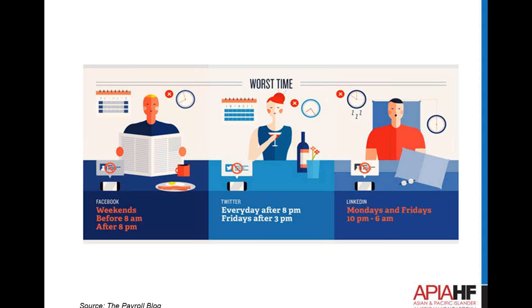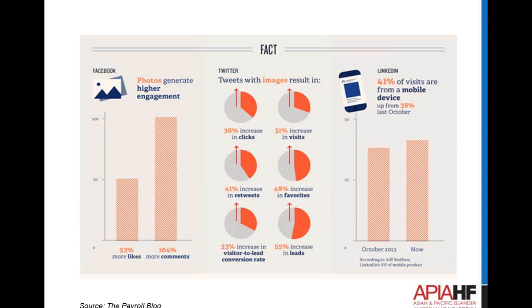And then the worst times on Twitter, evening times, Fridays, sometimes even weekends, and then again on LinkedIn, Mondays to Fridays, 10 p.m. to 6 a.m., because everybody's asleep. So those are the worst times.